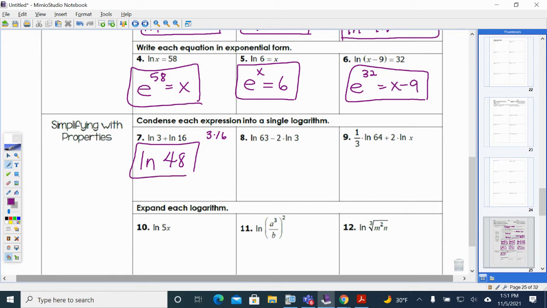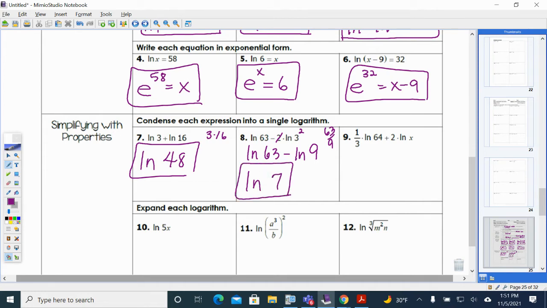And then on number 8, the first thing that we need to do is move the 2. So the natural log of 63 minus the natural log of 9. And then because there's a minus, we're going to divide 63 divided by 9 is equal to 7. So this will say natural log of 7.